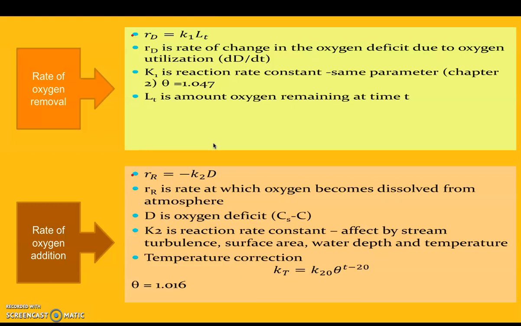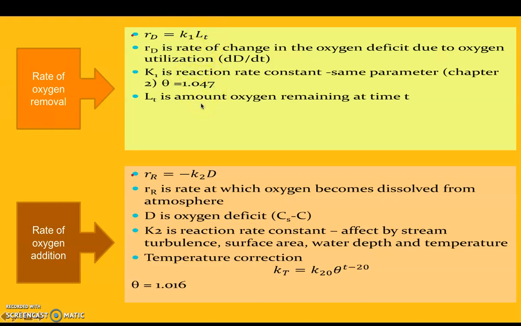We use the equation RD equals K1 LT, where RD is the change in the oxygen deficit due to the utilization of oxygen. D is a subscript for the oxygen deficit. K1 is the reaction rate constant that, from the previous chapter, chapter 2, comes from the Van't Hoff-Arrhenius equation, with the theta value equal to 1.047.